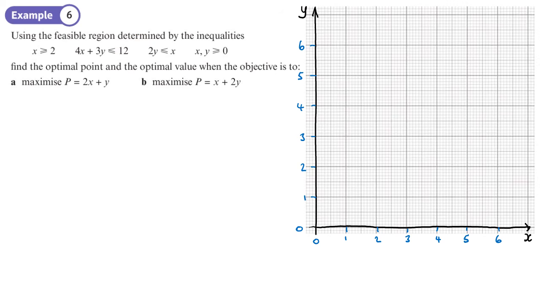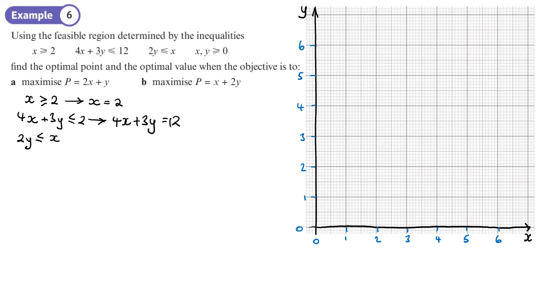So the first thing is going to be to write each of the inequalities as an equation so that I can plot those lines, and then shade the correct side, and I'll do that by picking a suitable test point. So all of these, first of all, I'll make equal to, and then the third inequality is that 2y less than or equal to x, so I'll write that as 2y equals x. These ones we don't need to worry about because we know where we're going to shade those.